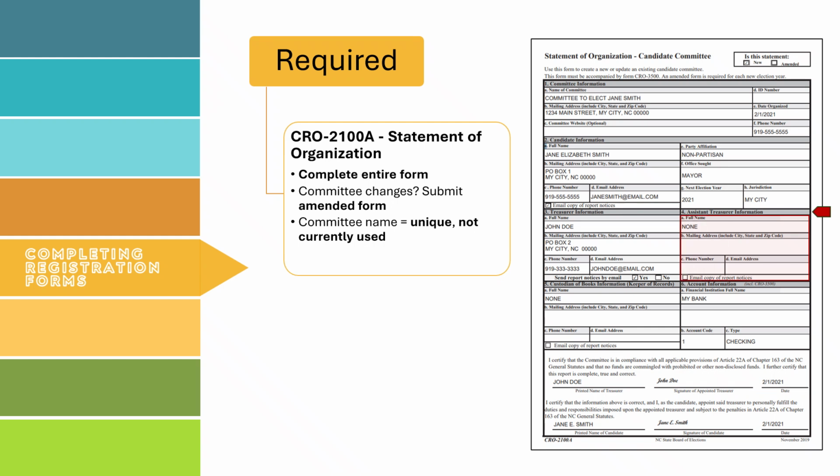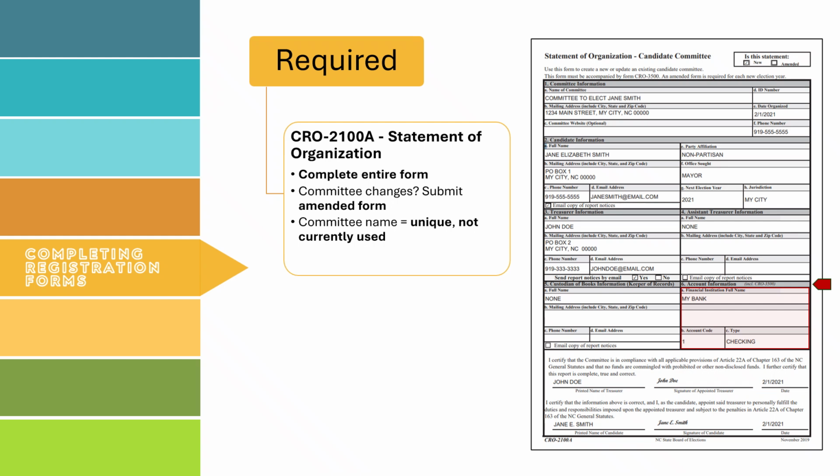Section 4 asks for assistant treasurer information. If you don't have an assistant treasurer, you can put none in box A. Section 5 asks for custodian of books information. If you don't have a custodian of books, you can put none in box A. Section 6 asks for your committee's bank account information.